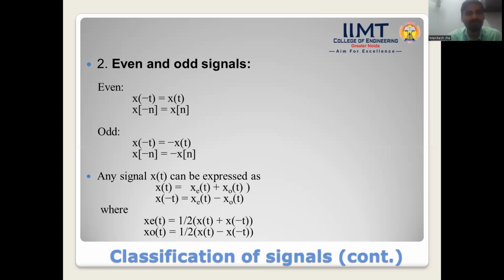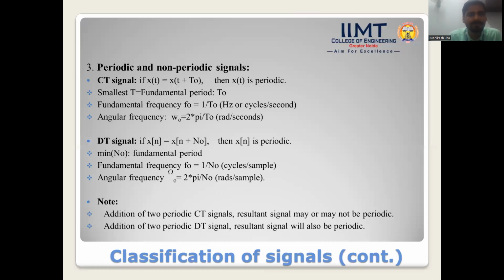So here we have to understand what even and odd signals are. If we understand what an even signal and an odd signal are, then it is easy to calculate the even symmetry, odd symmetry, and the half wave symmetry. The next one is periodic and non-periodic signals. So these are the basic signals.